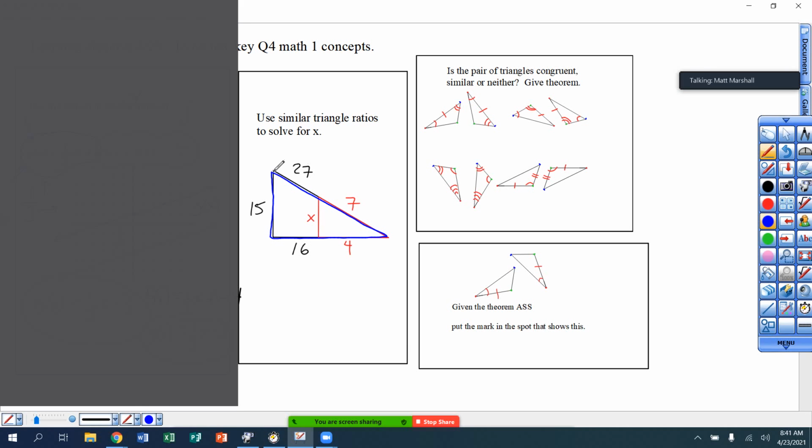those lengths trip some people out. This length is 15. This length down here is really 20. And I got that by adding 16 and 4. That's how I know that real bottom length of the entire big bad boy. And then the other one.